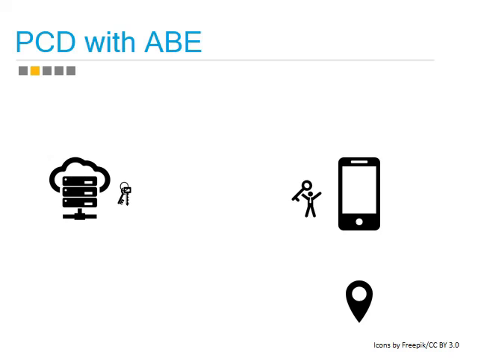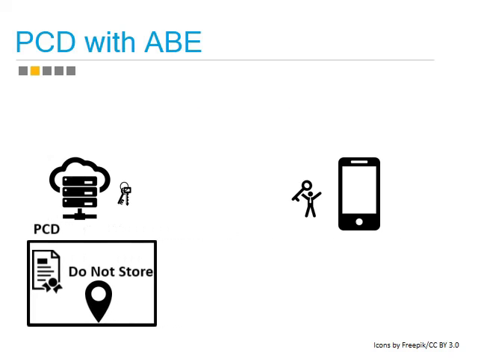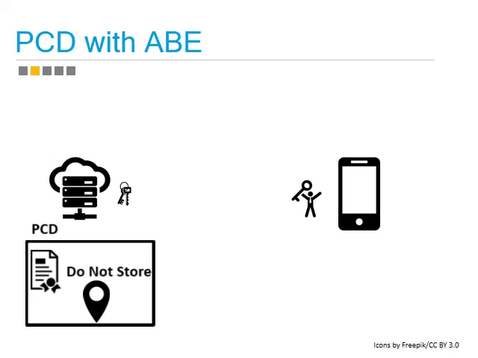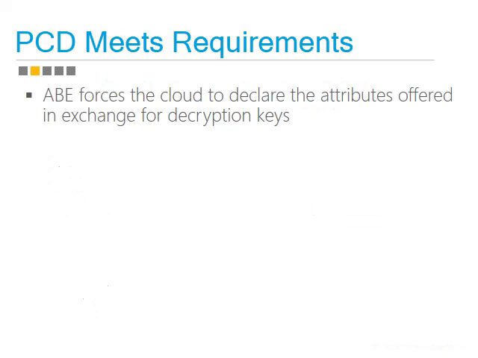Well, the mobile device takes the GPS reading and encrypts it with ABE with a policy that says, for example, do not store. That's the encryption step. This blob is then passed to the cloud, which attempts to decrypt with its keys. And decryption is successful if and only if the attributes satisfy the policy.